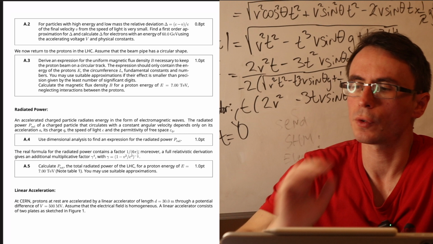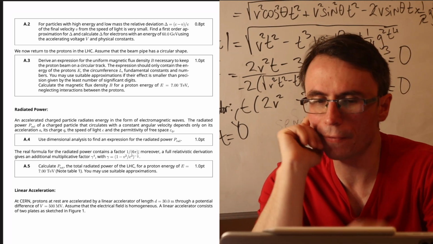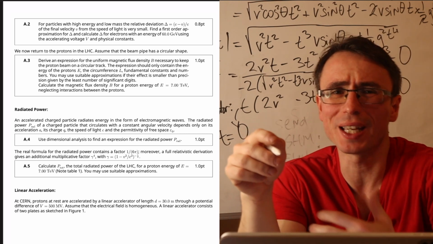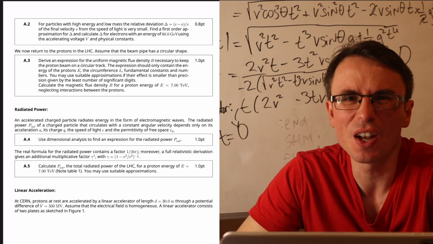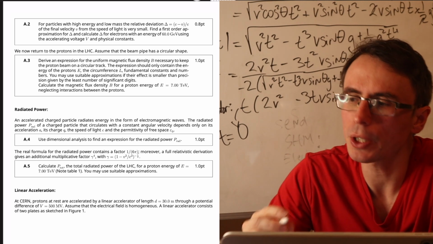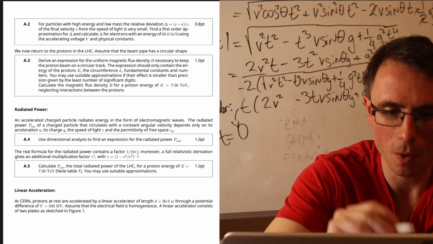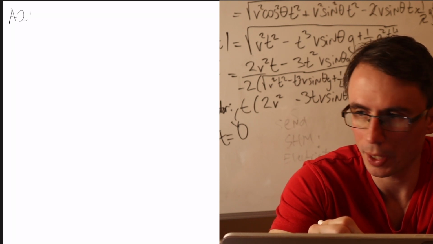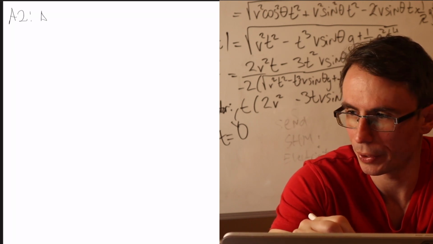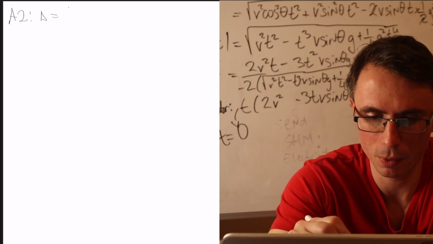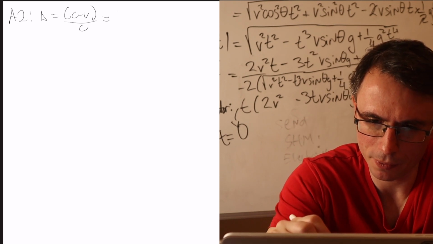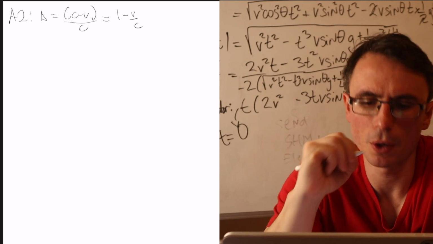Okay, so first of all, we're looking for a first order approximation, so we're probably going to have to involve either the Taylor series or the binomial expansion. So what are we actually trying to figure out? Okay, well, let's write down an expression for it. So for A2, we're looking for delta, which is equal to c take away v divided by c. Okay, this is equal to c over c, which is 1 minus v over c.